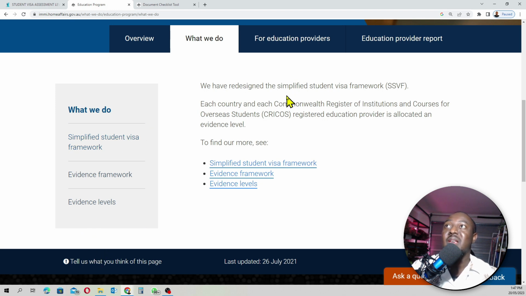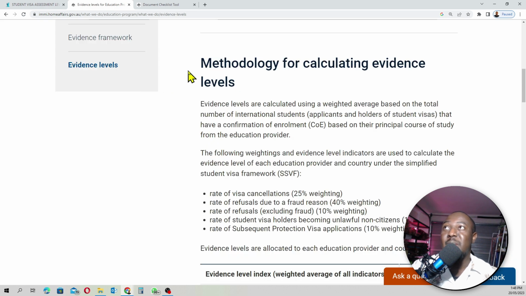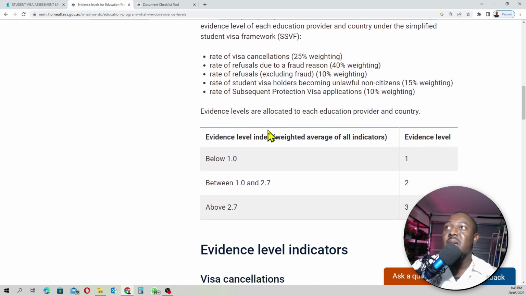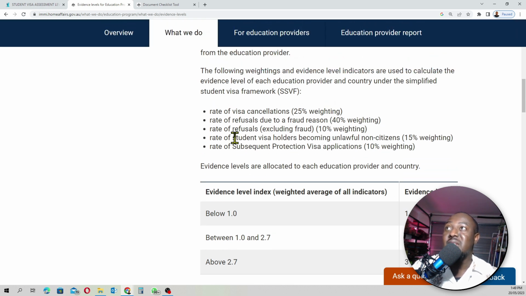Okay, so this is basically called the Simplified Student Visa Framework, SSVF. All right, so when we come to the evidence levels, this is basically the methodology for calculating evidence levels. Okay, so calculating the assessment levels. So I'll just jump straight here. As you guys see, they've got evidence level or assessment levels 1, 2 or 3, and this is based on these factors. So the rate of visa cancellation.